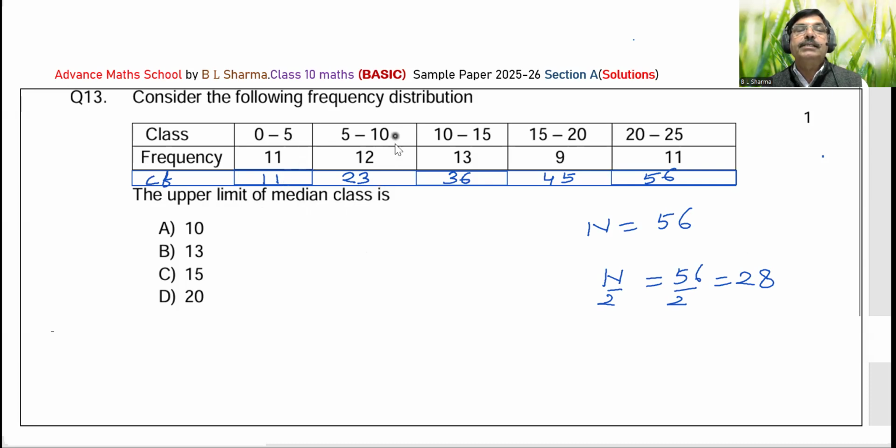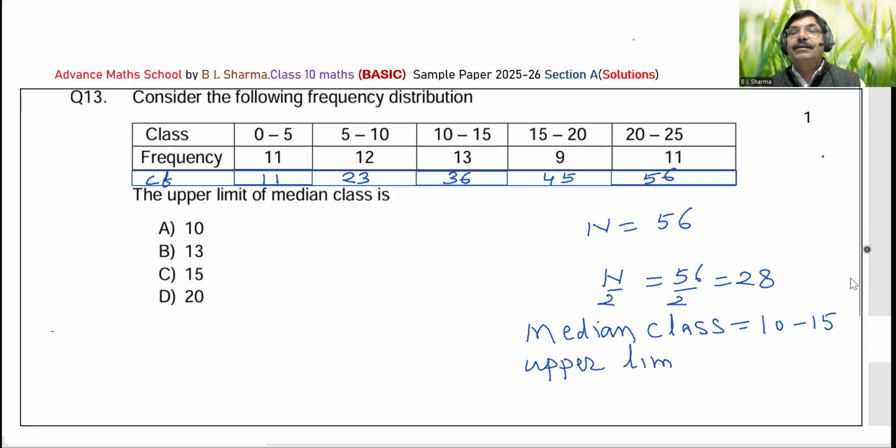Up to 23 this, and up to 36 this. So this will be the median class. So the median class is 10 to 15. And what is its upper limit? The upper limit is 15. So 15 is the correct option.